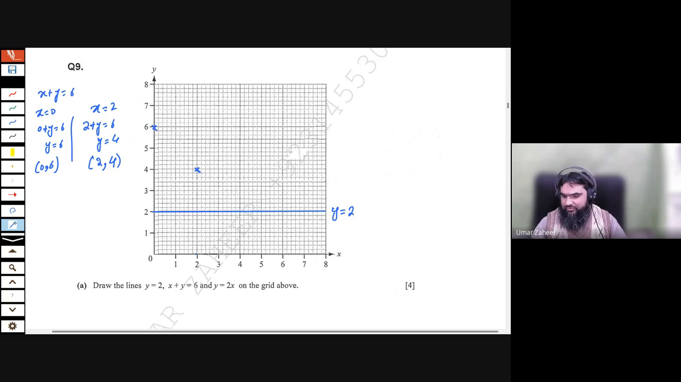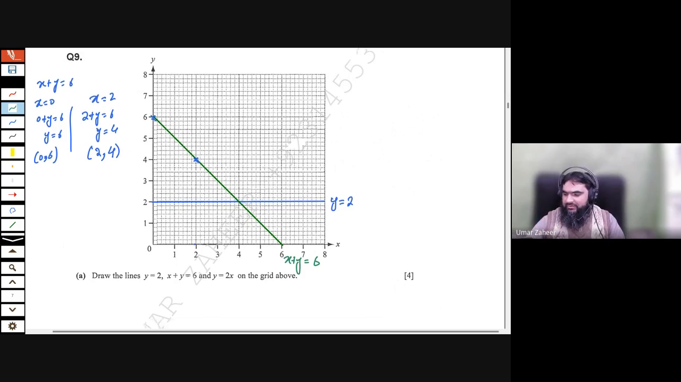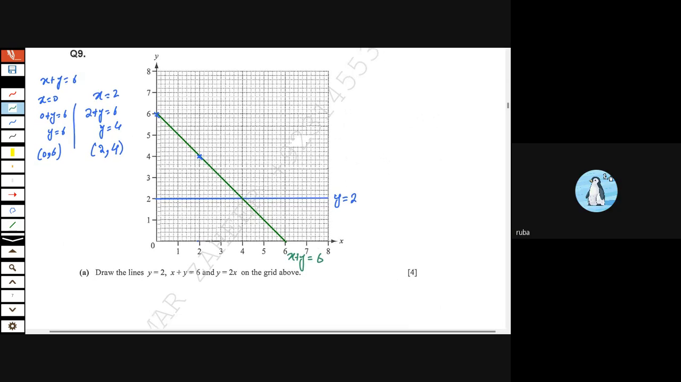So just join these 2 points. You will get the equation of the line. This is the equation, x plus y is equal to 6. Yes, everyone. Any doubt how to draw the line? No, sir.